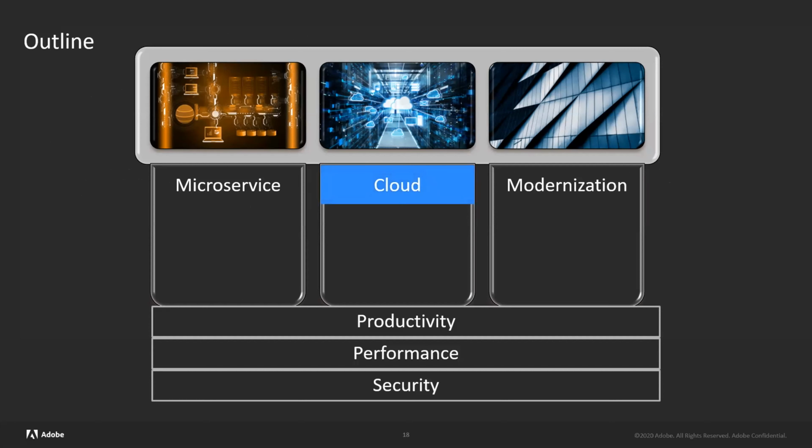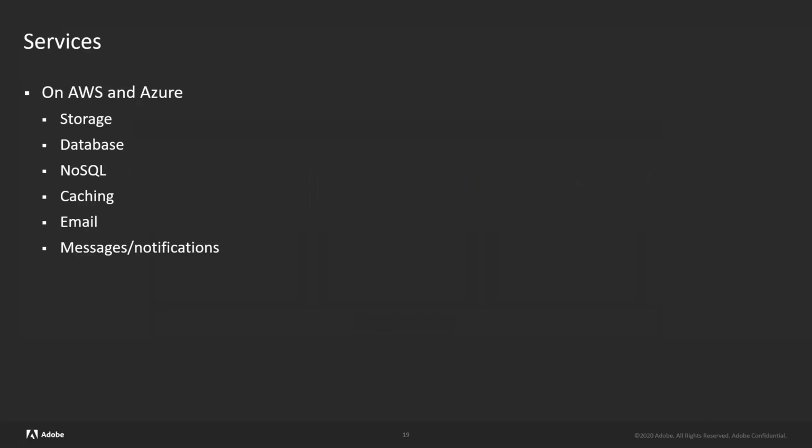Then we have cloud. So this is a significant focus that we have. Across AWS and Azure, we have integration with all these services: storage, database, NoSQL, caching, email, messages, and notification. So I'll show you some of these so you can actually explore it yourself. This is an extremely productive interface. I'll show you some of the code as well.